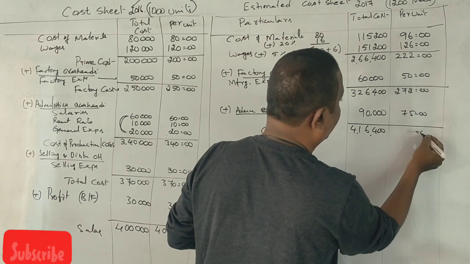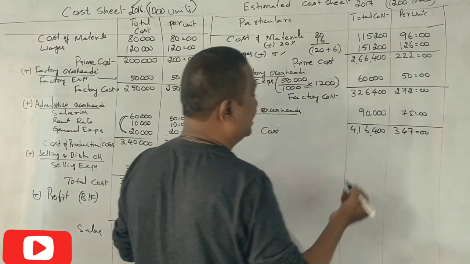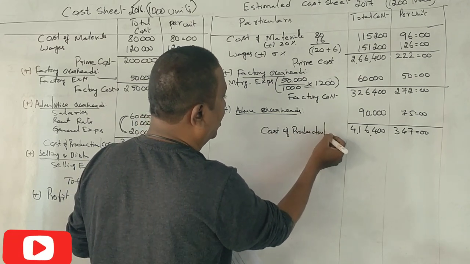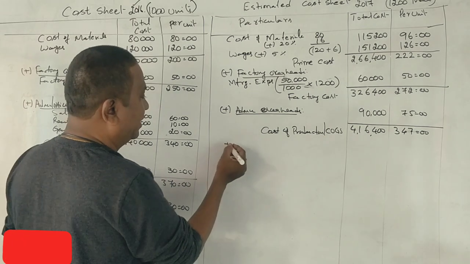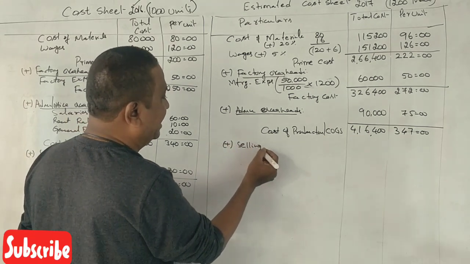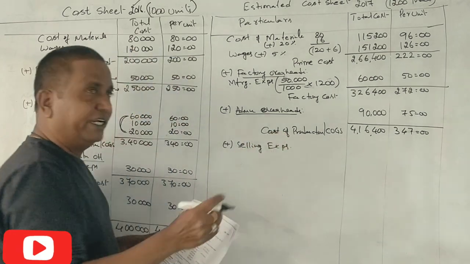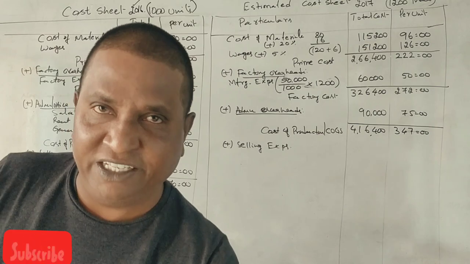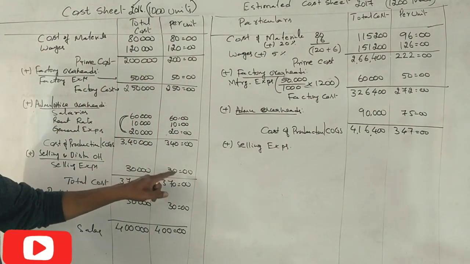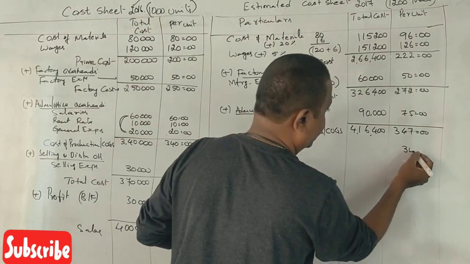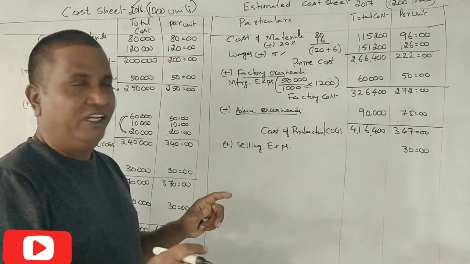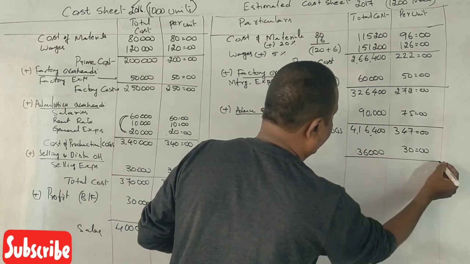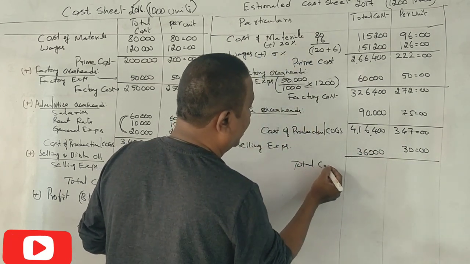416,400. This is called the cost of production, or also called the cost of goods sold. For this, what is to be added? Selling expenses we have to add. Now we have to read the adjustment for selling expenses. Selling expenses per unit will remain unchanged. What is the selling expenses per unit? 30 rupees. This will remain unchanged. Now 30 into 1200 is 36,000 rupees. This is called the total cost.